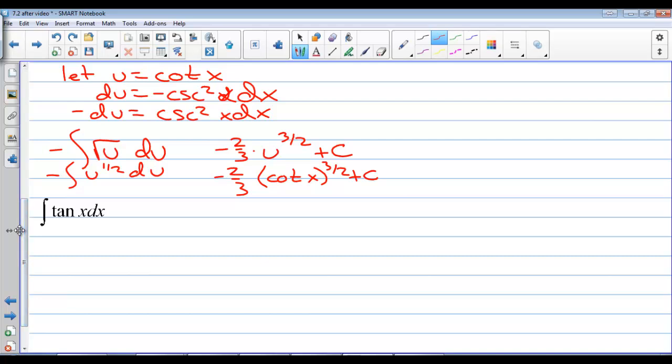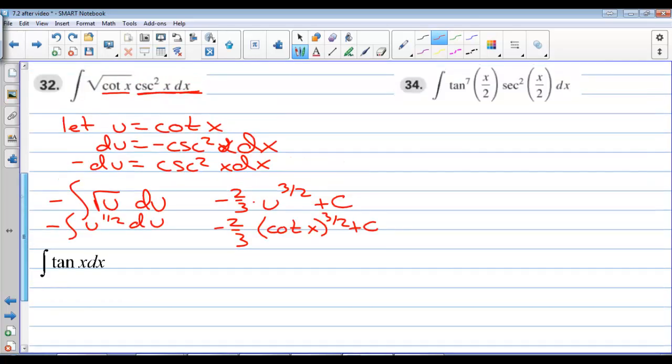Questions on that one? You just have that negative there. Now if you take the derivative of this, it's going to be 3/2 cotangent to the 1/2 times negative cosecant, and that negative will make it positive, just like it is in the original.